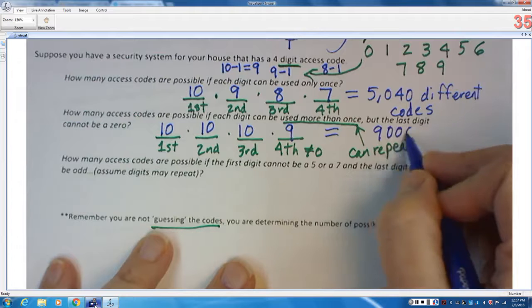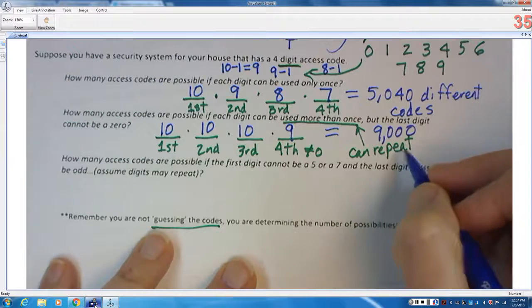So there are more codes if we allow the digits to repeat.